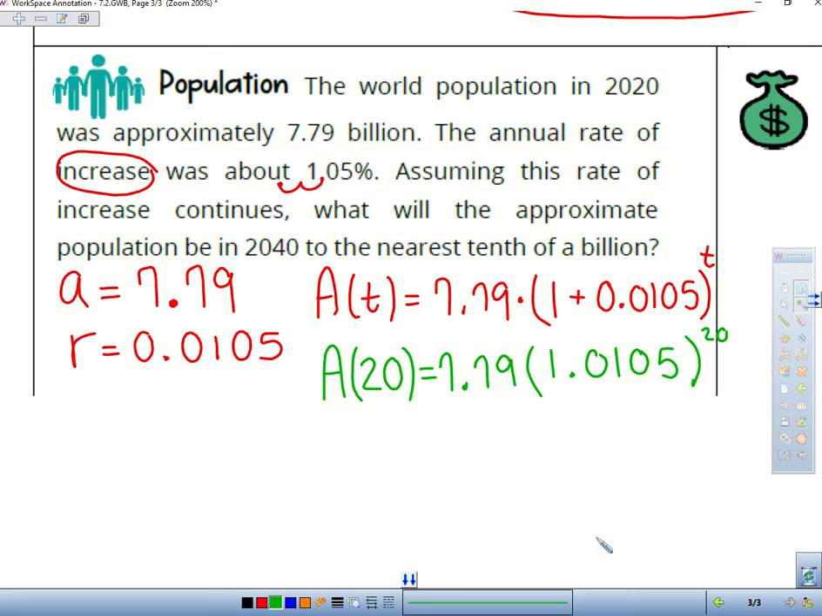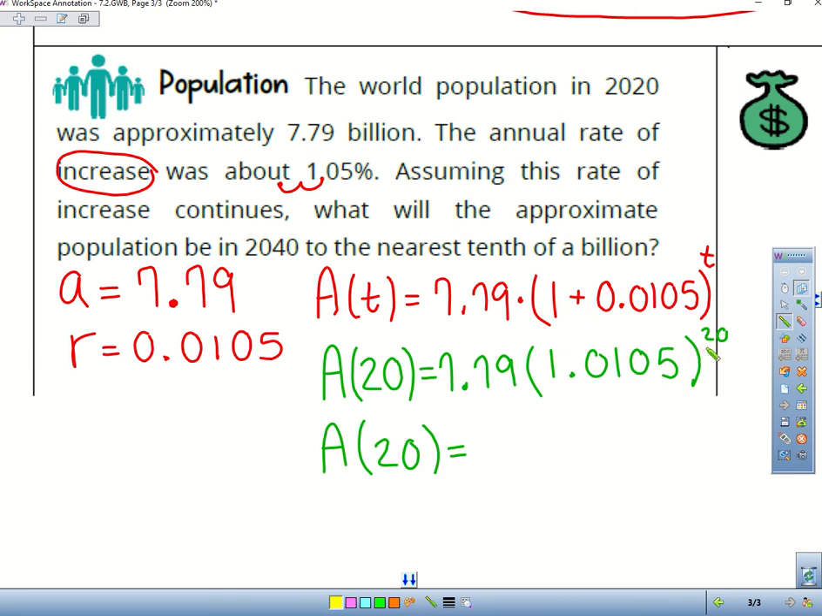20, right? So now, here's the thing that I see the number one most mistakes with, so pay very careful attention here. When you put this in the calculator, you do this step first. You do this amount to the 20th power before you multiply by the 7.79. Because of order of operations, right? PEMDAS, exponent comes before multiplication.